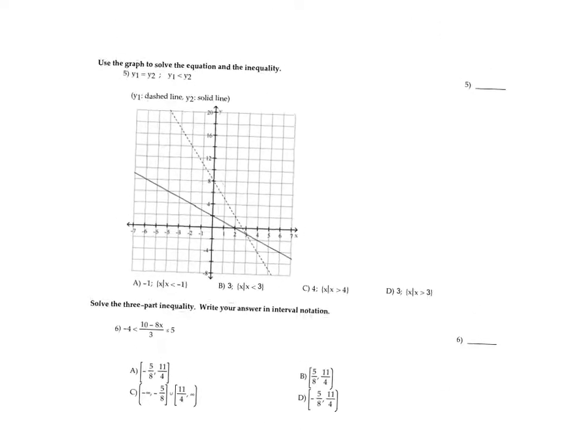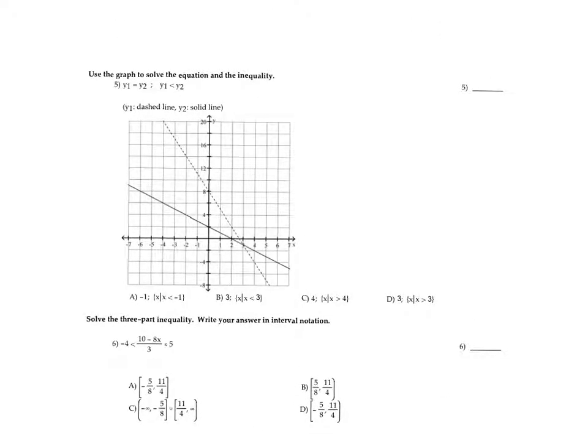For question 5, we want to use the graph to solve the equation and the inequality. So notice that there's technically 2 questions here. So starting with y1 equals y2. Well, that happens when our 2 graphs intersect. And that's going to happen right here. What you'll notice is at a weird spot for the y's, but that doesn't matter because we're looking for the x value. So notice that that happens at x equals 3.